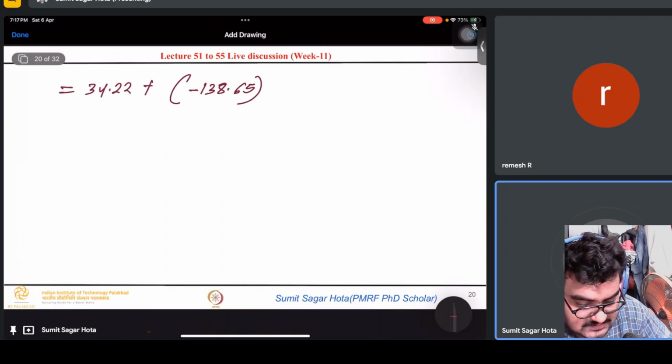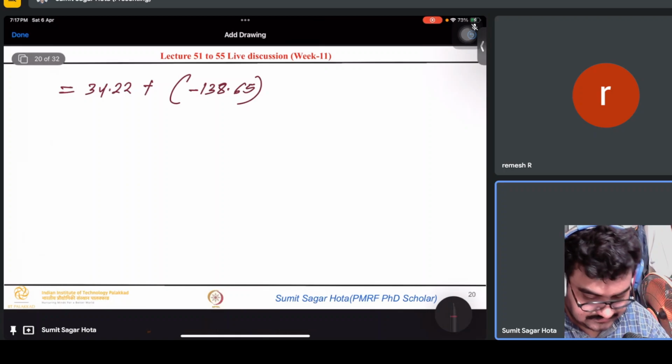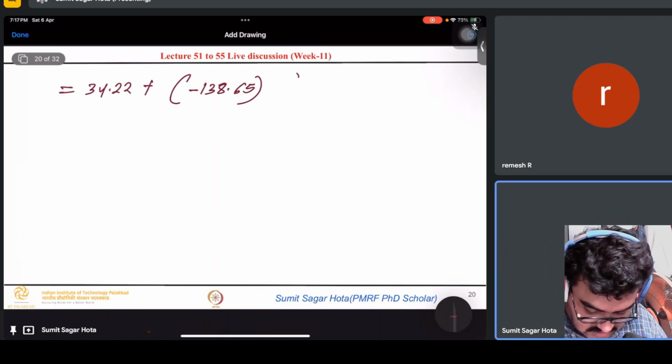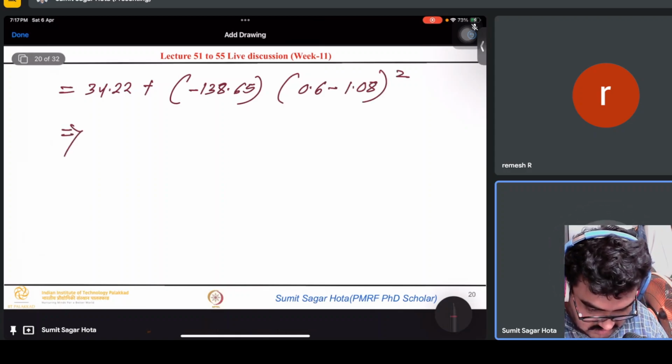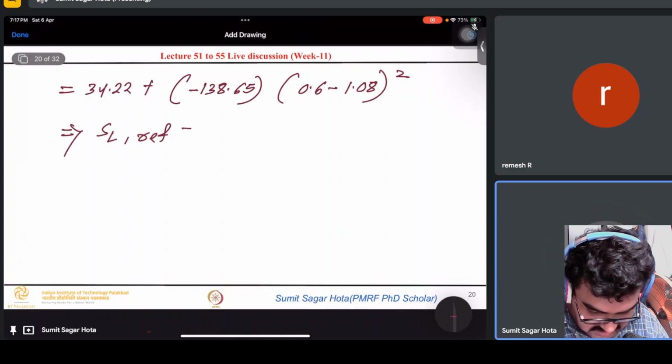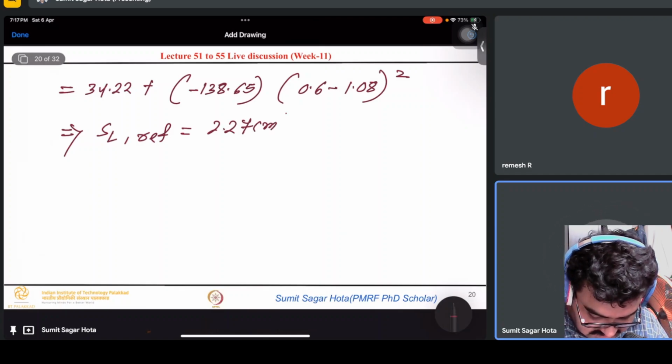Okay, from the flame speed we find out all these things. Then we find out how the chemistry, how the flow. From there, from the Damkohler number, obviously we can get to know whether it is slow or fast. Obviously Damkohler number, that's the reason to put 0 point minus 1.08. From here find out the reference laminar flame speed, 0.27 centimeter per second.